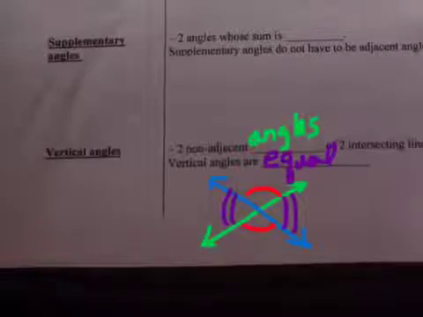So I actually marked them with the same number of marks. The two red angles are equal when they're directly across from each other like that. When they're vertical angles, they are always equal. So the two red ones are equal to each other, and then the two purple ones that I drew are equal to each other.